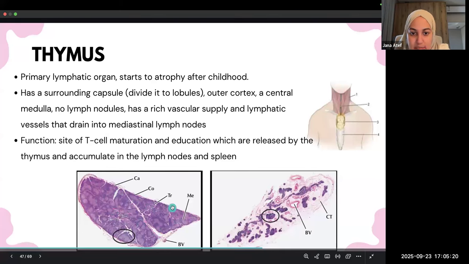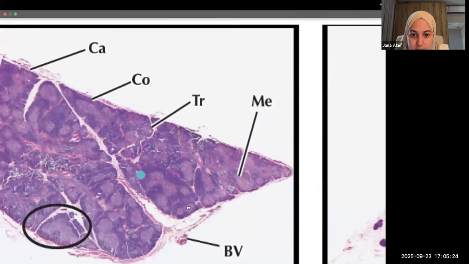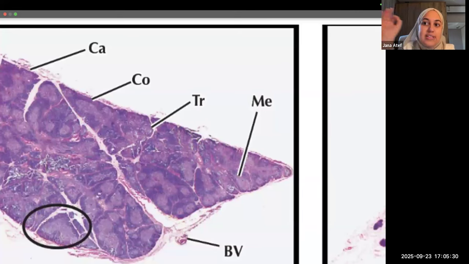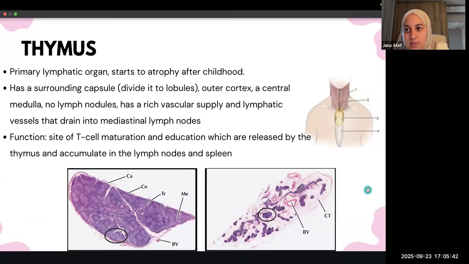Wherever you see connective tissue, it's a lobule. So this is a lobule. This is a lobule. This is a lobule. And every lobule has its own cortex and medulla. So let's take this, for example. See how this one already has its own connective tissue? Like this one probably passes through here. It has a darker outside and a lighter center. Okay, so this is what I mean by lobules and what lobules are.